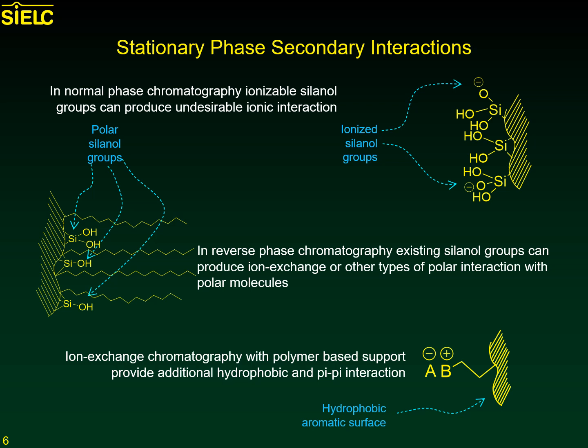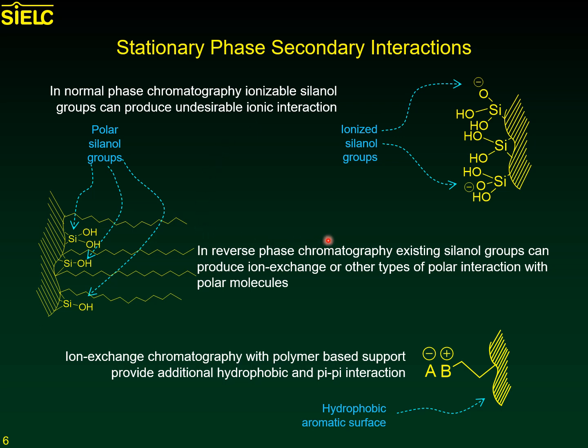With each of the major chromatographic methods, there are secondary phase interactions that one must take into account. With normal phase chromatography, it is possible for the silanol groups themselves to be ionized, and the hydroxyl groups can be ionized to the corresponding oxide ions. These can introduce unwanted ionic exchange interactions.